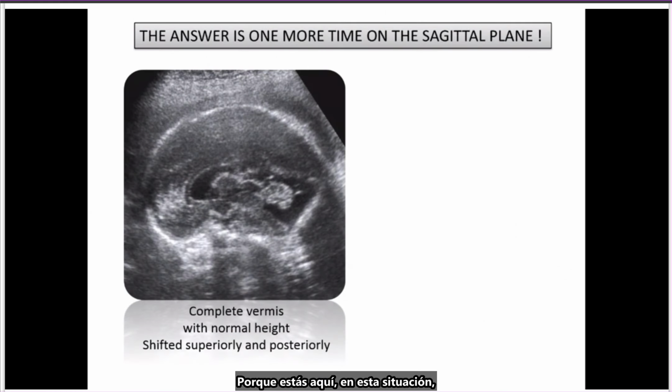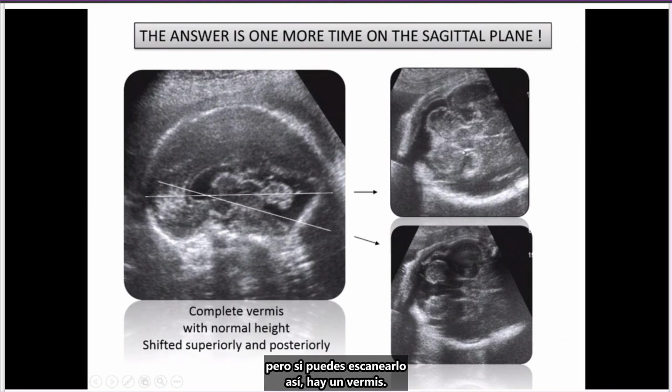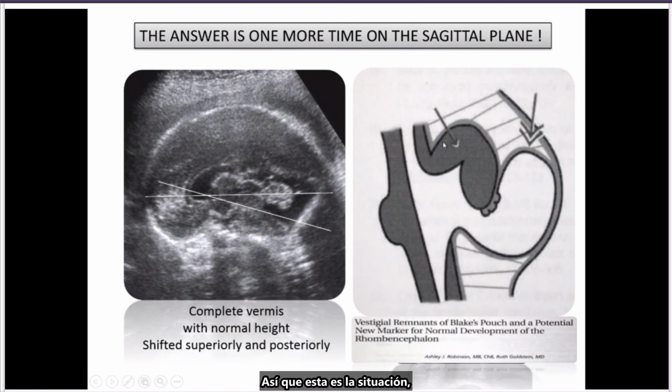Why? Because you are here in this situation, and the answer is one more time on the sagittal plane. There is a complete vermis with a normal height, but according to the way of your scan, you may scan like that and have the feeling that there is something missing, but if you scan like that, there is a vermis. So this is the situation, and there is a good article by Ashley Robinson about this Blake's pouch cyst. It was published 10 years ago.